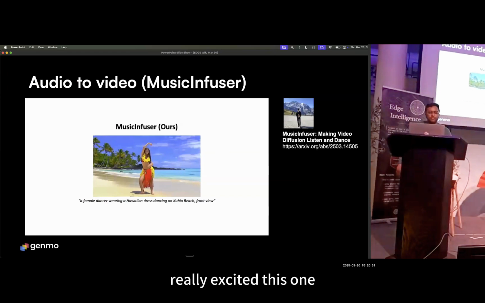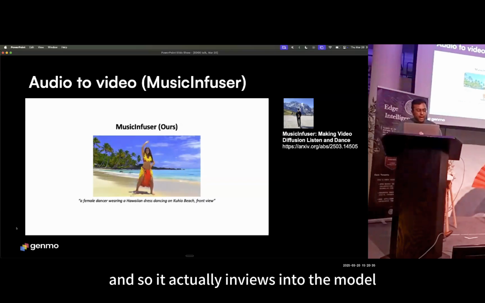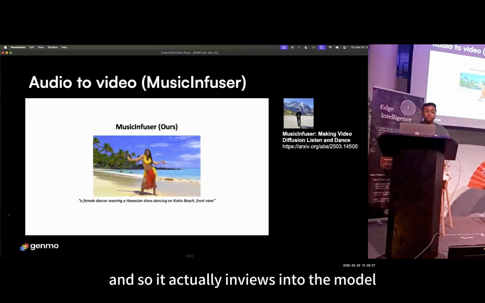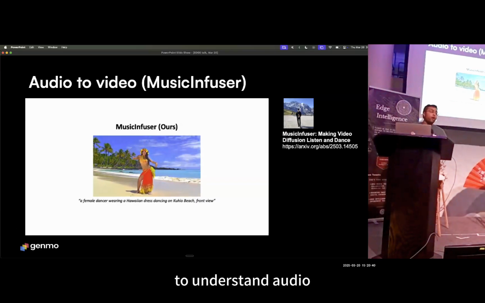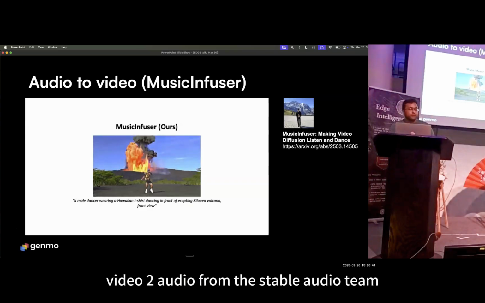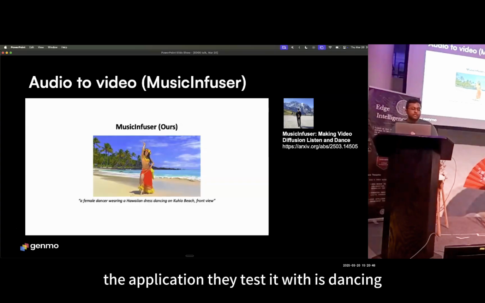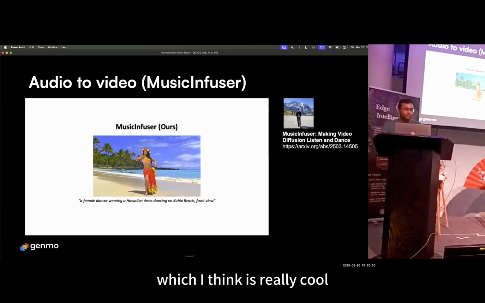One of the ones I'm really excited about, this one just came out just yesterday, is Music Infuser. It actually imbues into the model the ability for video generation models to understand audio. We just heard about video to audio from the Stable Audio team, but this does audio to video, and the application they test it with is dancing, which I think is really cool.